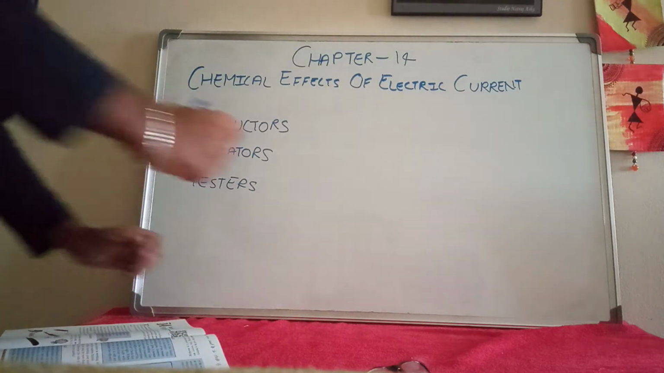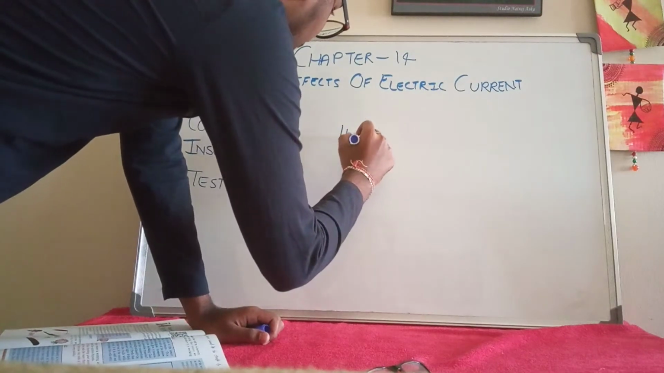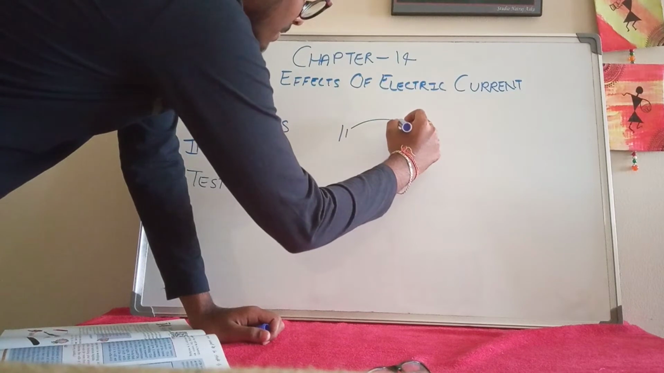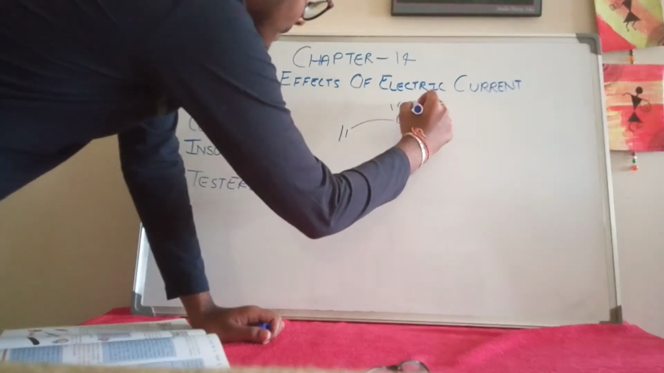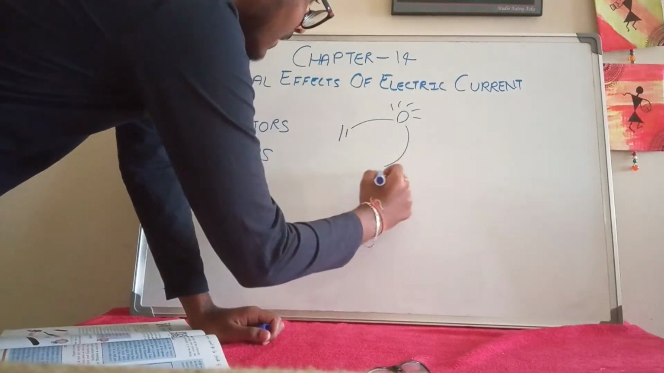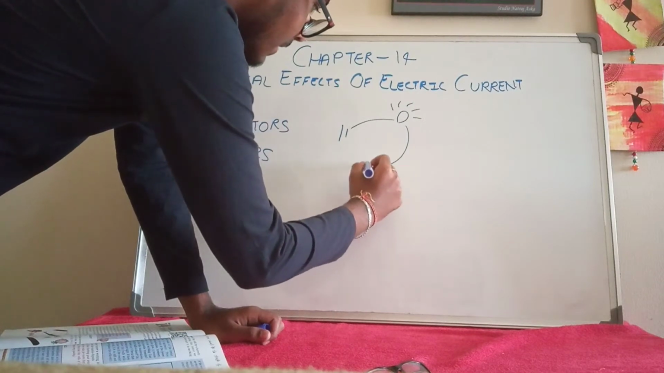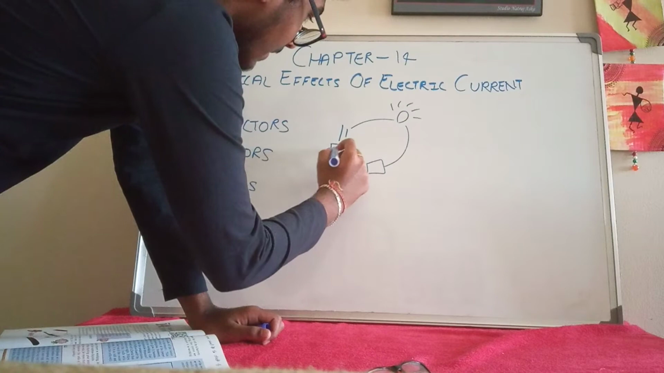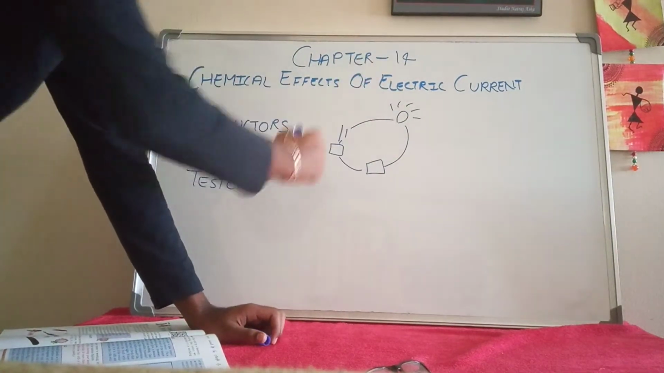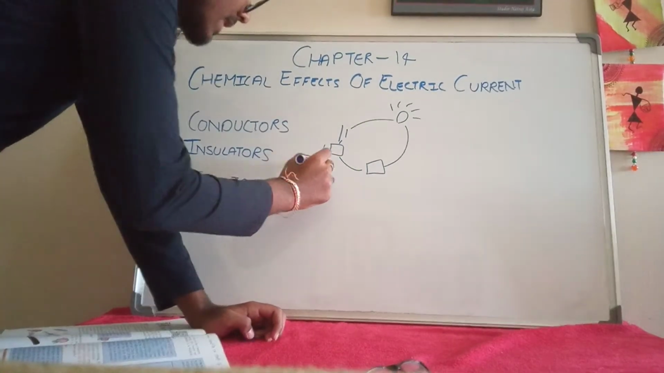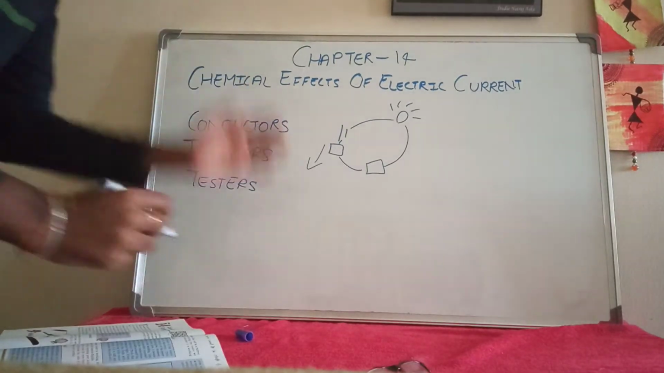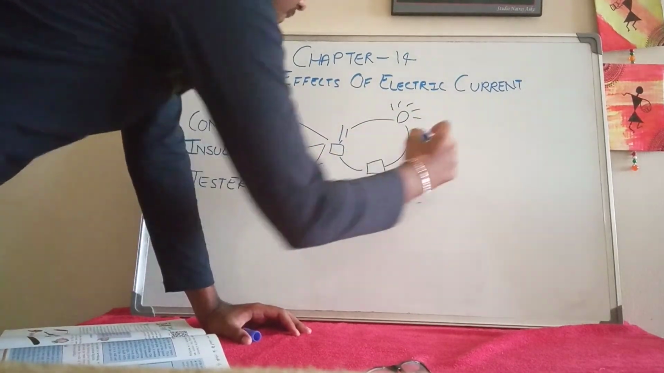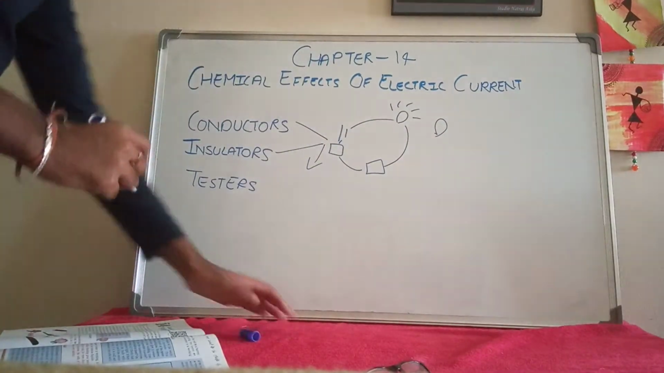Like, if we know that this is a battery, here there's a bulb, and here there's a switch, and then here we have a material. So this is a circuit, and this material that we're testing is called a tester. This material can be either a conductor or an insulator. If it's a conductor, the bulb will glow. If not, the bulb will not glow. So that is a tester.